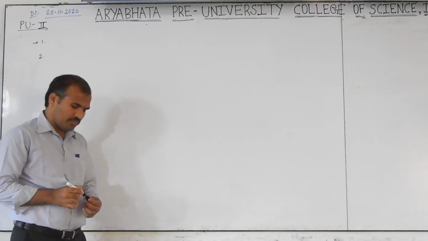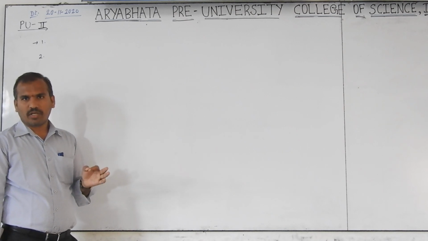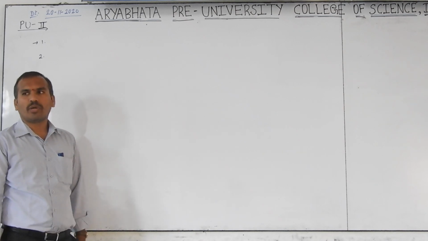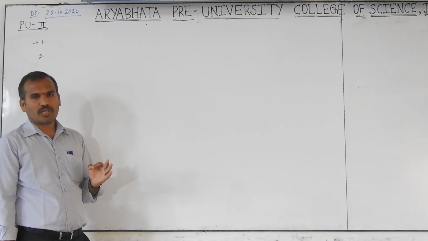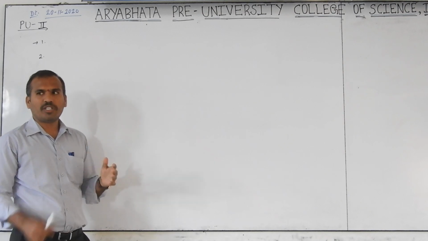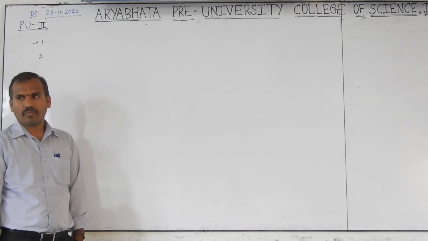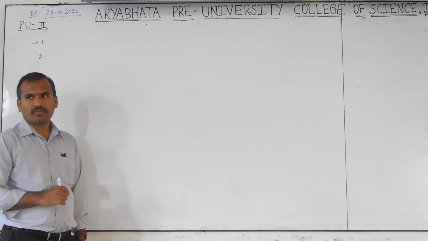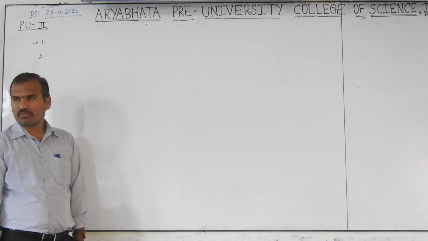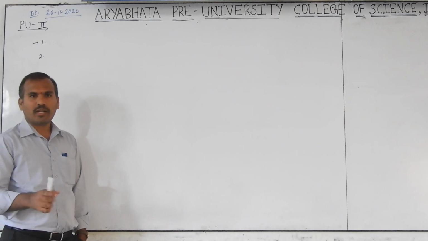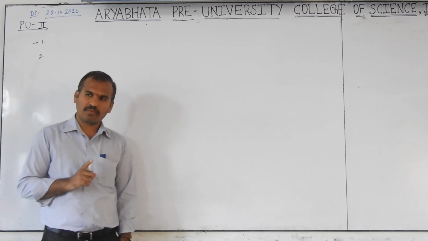Second one is based on the locant number. Locant number is position number. Based on the locant number, attach the substituent, functional group, or multiple bond, whichever is present.